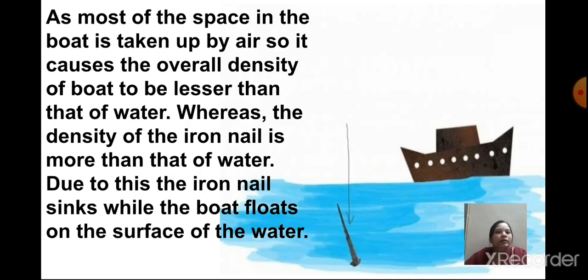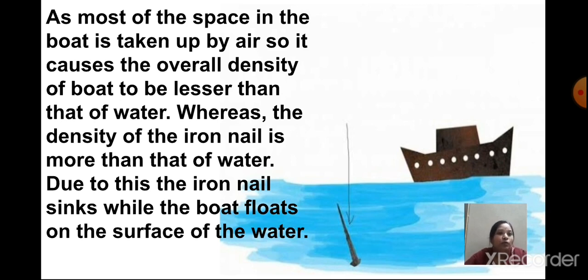Now, children, there is a question: a little nail made of iron sinks in water, whereas a huge ship or a boat floats in water. What is the reason? Children, the reason is its shape. The boat is hollow in shape, right? Hollow means it has air trapped inside it.